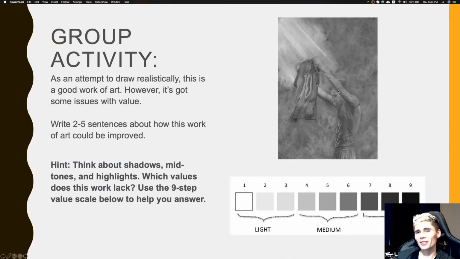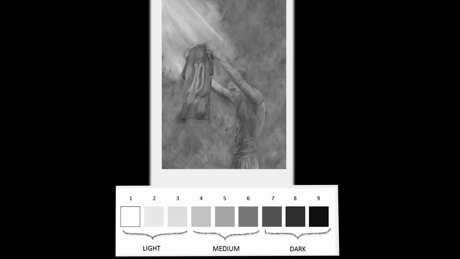Here's our next one. Same thing. Take a few minutes to pause the video, if you're in the class, to write down 2 to 5 sentences about how the values in this image could be improved. All right, we're going to move on. As you can see, the shadows are way too light. And we're going to compare it to this one, which we also saw earlier in our slideshow.